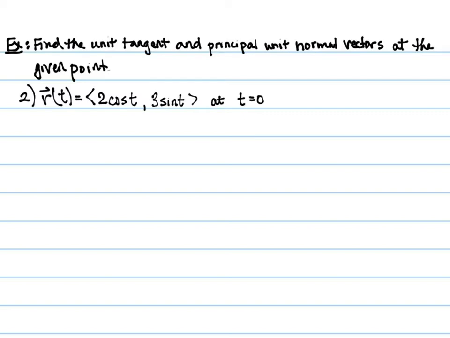Okay, what would we do first? We're trying to find capital T of t and capital N of t. Both of those are what we're trying to find. So what do we do first? A derivative, right. I need r prime of t. So what's the derivative of 2 cosine t, 3 sine t? Good. Negative 2 sine t. What was the other piece, Bryson? 3 cosine t.